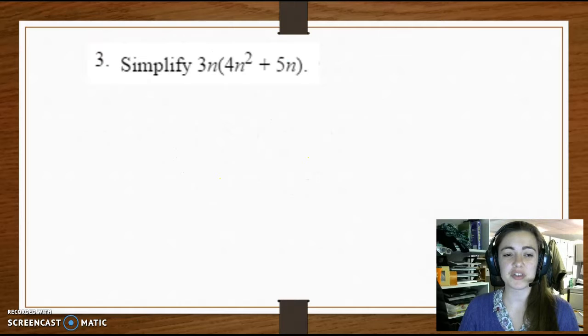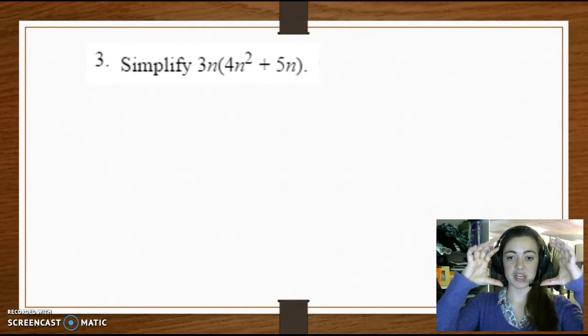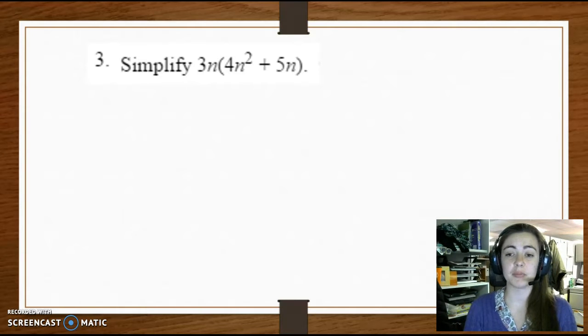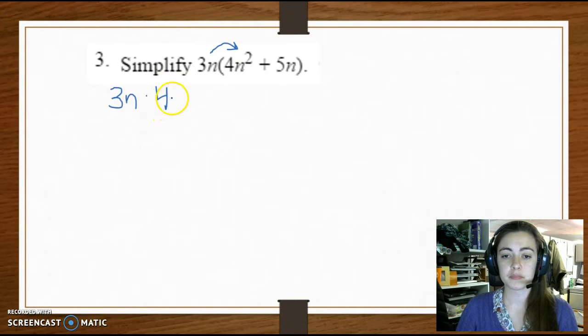All right, for number 3, we're simplifying. Again, I see parentheses, but this time they're saying that you take 3n multiplied by that whole section in the grouping symbol of 4n squared plus 5n. So that means we're going to use the distributive property. We're going to take everything on the outside and distribute it to everything on the inside. So 3n times 4n squared. Then you're going to take 3n times 5n.